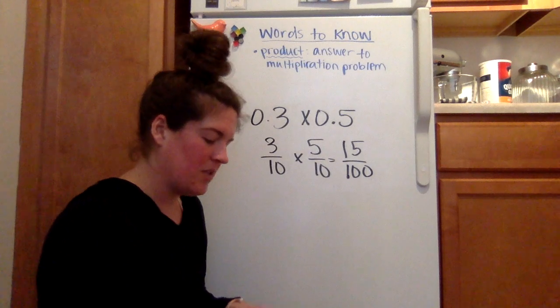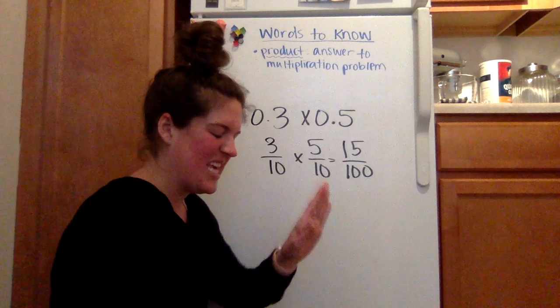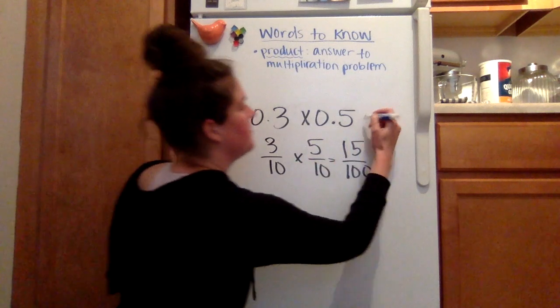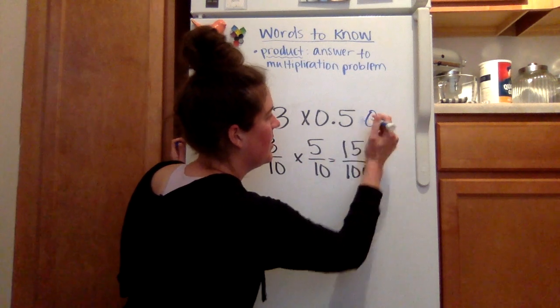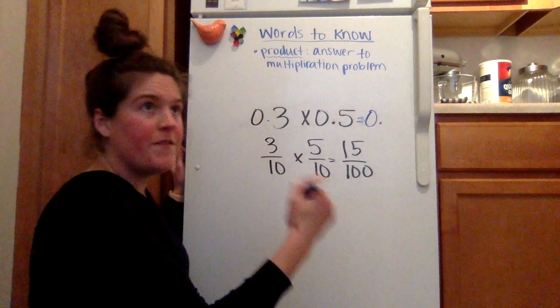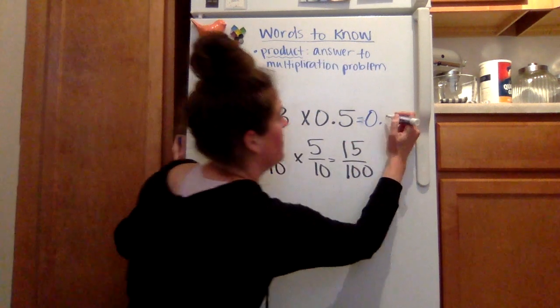15/100. I know my place values. From the right of the decimal, I've got my tenths, hundredths. So I want it to end there. I've got no holes. So I'm going to put a 0 in that ones place. That's a terrible equal sign. I'm so sorry. Equals 0.15. It goes tenths and hundredths. So I want that 5 ending in the hundredths place value.